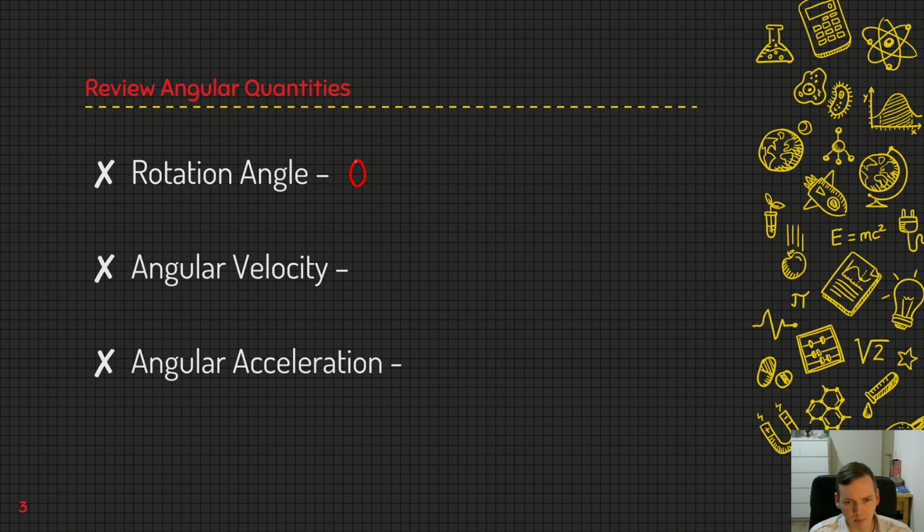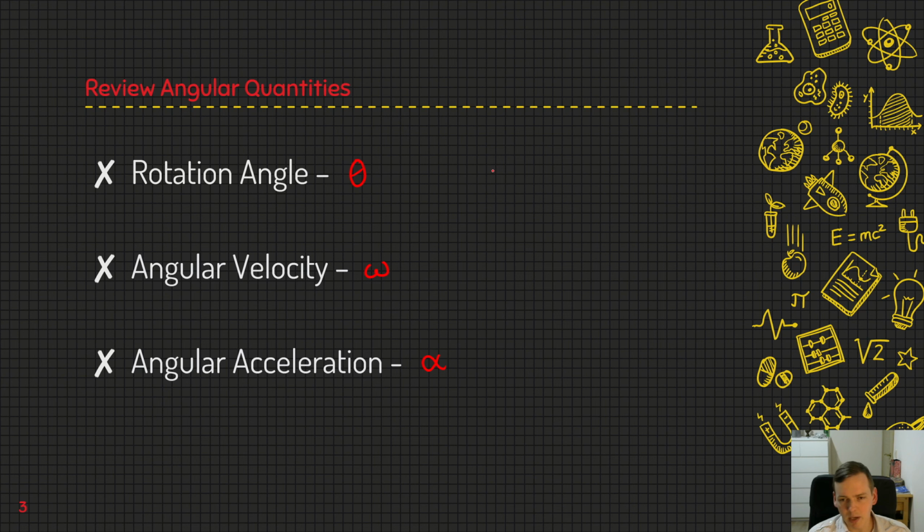rotation angle we represent with theta. Angular velocity we represent with omega, and angular acceleration we represent with alpha. And these just work exactly like linear quantities. So angular rotation just tells you how much you've spun. Angular velocity tells you how quickly you're spinning. And angular acceleration tells you how quickly the speed that you're spinning with is changing.